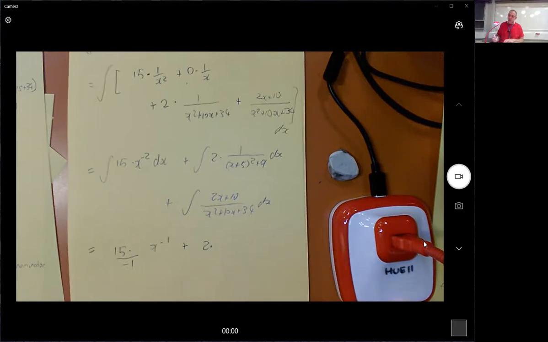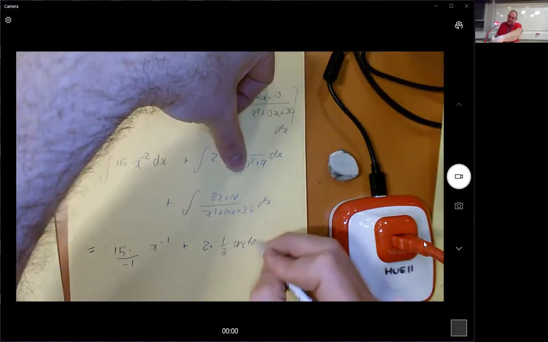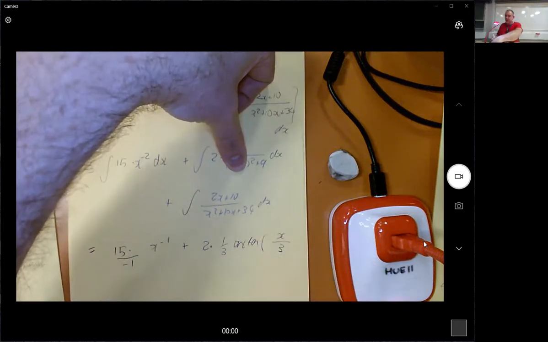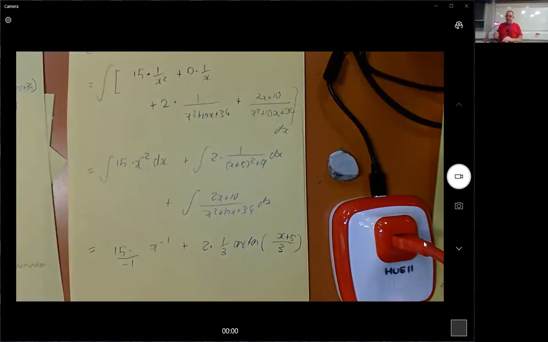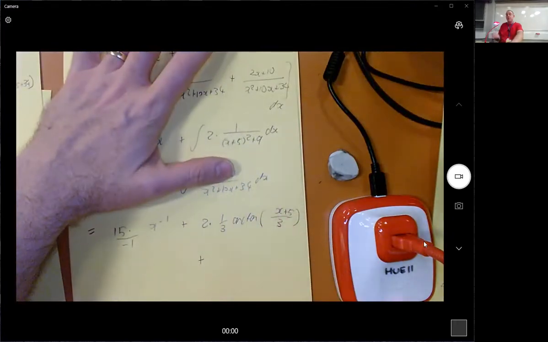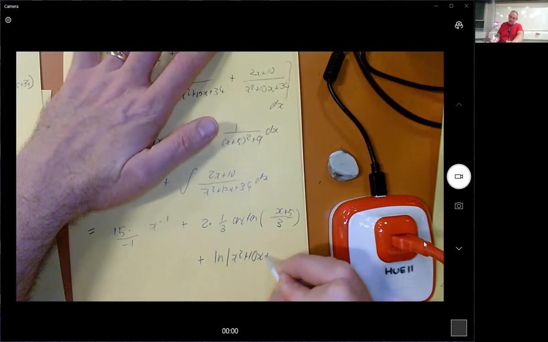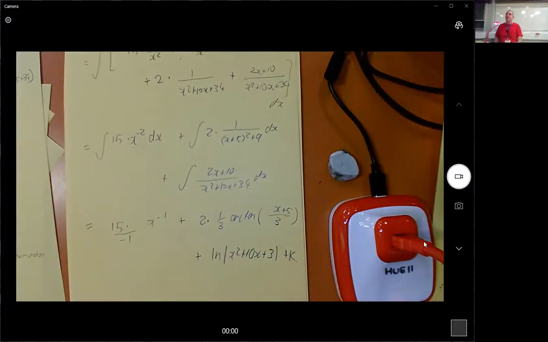plus 2 lots of, I'm going to shortcut this. I know that if it was just an x, it would be 1/3 of arctan x on 3 by doing the same process I did before. But it's not an x, it's an x plus 5, so that's fine. You would actually have to show the working for that if you're in an exam. Plus, and if I do the same thing, this is the derivative of the bottom, so it's going to be 1 over u. And so it's going to be ln of x squared plus 10x plus 34. And I've technically already used c, so I'll call it k.